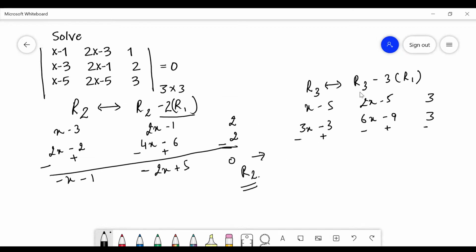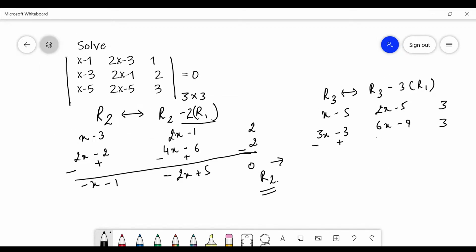Now I have to go for subtraction. So I will get x minus 3x is minus 2x, minus 5 plus 3, that is minus 2, 2x minus 6x as minus 4x, and minus 5 plus 9 as plus 4, and 3 minus 3 gives me 0. So this is my new row 3.